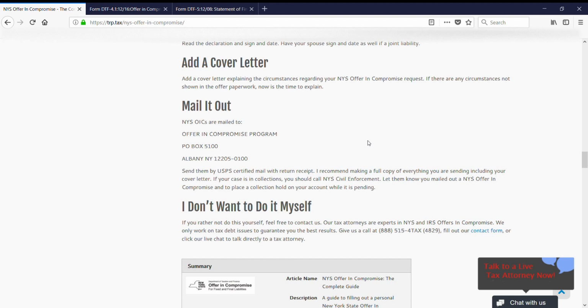Make sure you save every single thing you send to them, just in case they say they didn't get something, you can show them that you sent it. Or if they ask you to go over something with them to explain something, you have it right there. It makes it way easier. So when you're done copying it, mail it out. The address is on our webpage. You're going to send that by certified mail with return receipt.